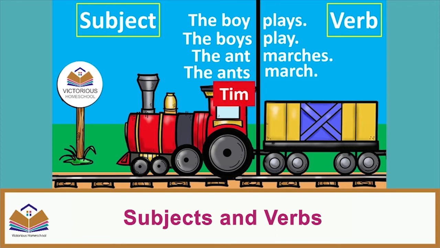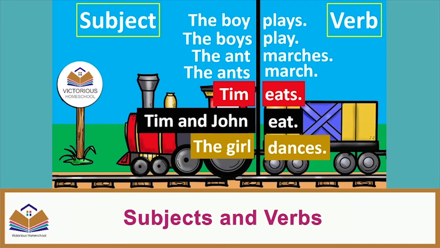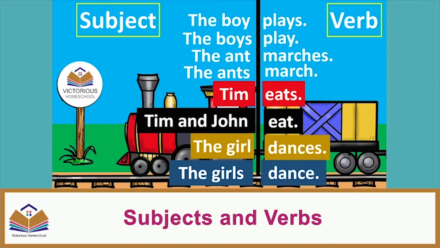Tim is just one, right? It's a name. So therefore, it should be paired with a singular verb, eats. Tim eats. Well, Tim is joined by his friend John, and they eat together. So you say Tim and John eat. The girl, singular, dances, singular. The girls, just a plural subject noun, dance. That's your plural verb.